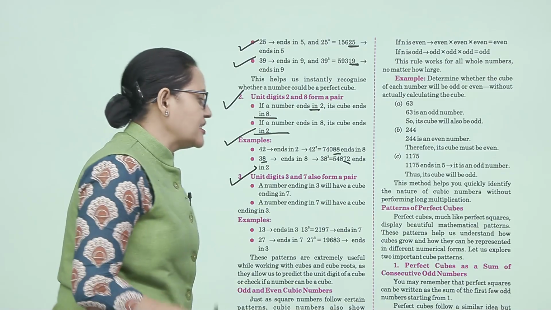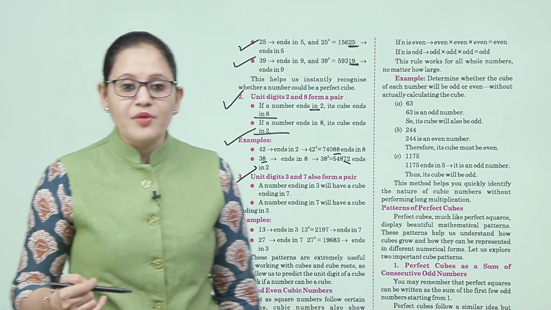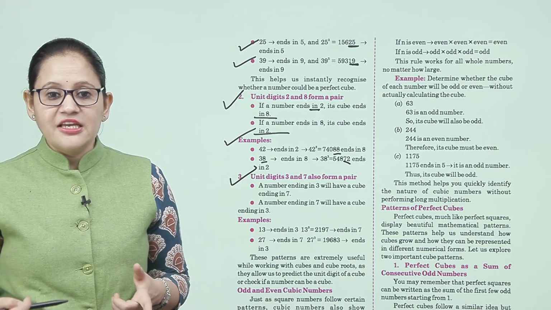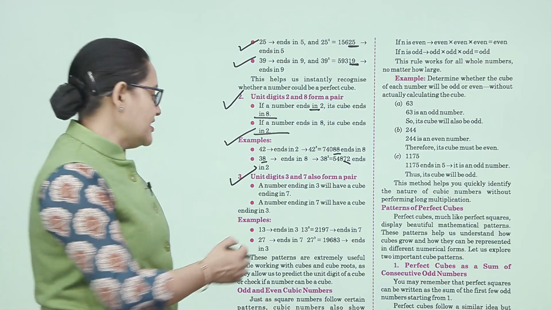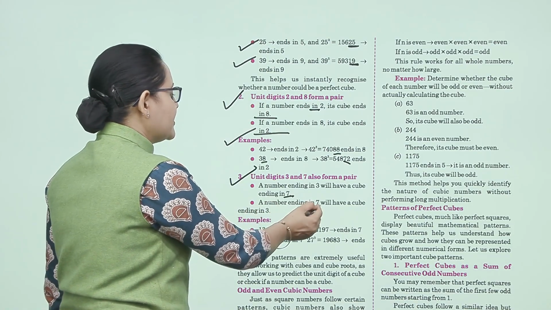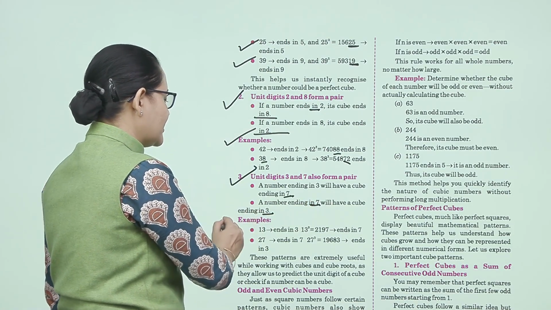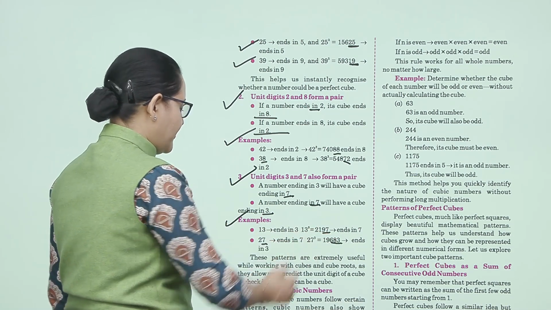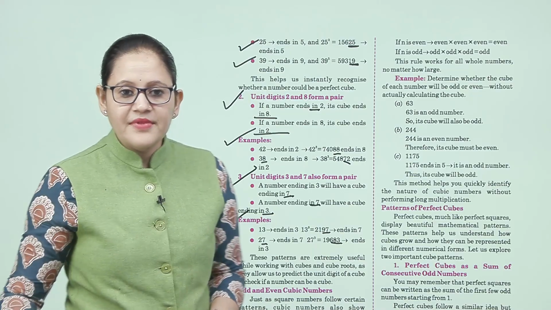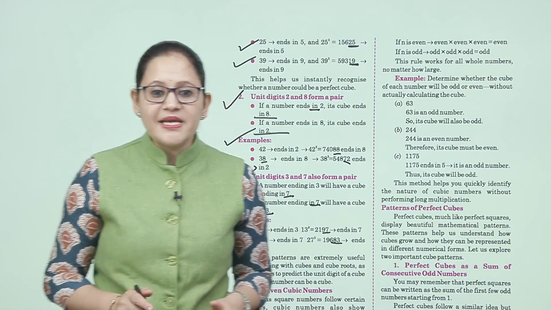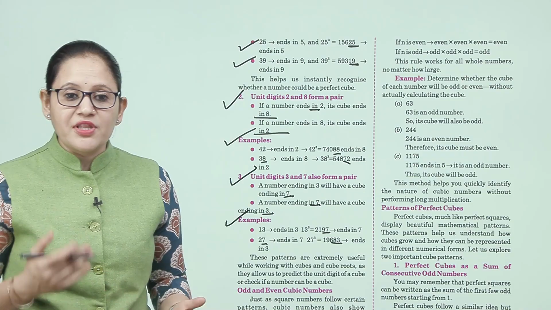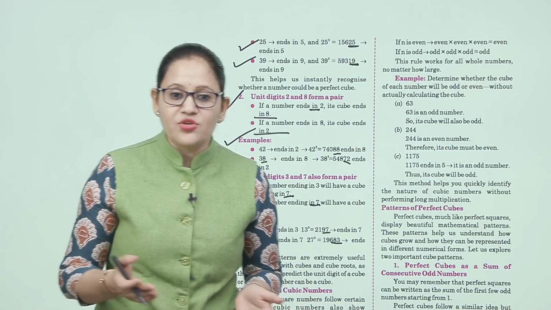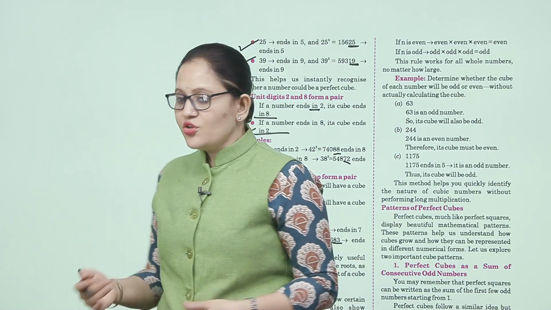Now unit digits 3 and 7 also form a pair. A number ending in 3 will have the cube ending in 7. A number ending with 7 will have the cube ending in 3. Example, the cube of 13 ends with 7 and the cube of 27 ends with 3. Clear? These patterns are extremely useful while working with cubes and cube roots, as they allow us to predict the unit digit of the cube.